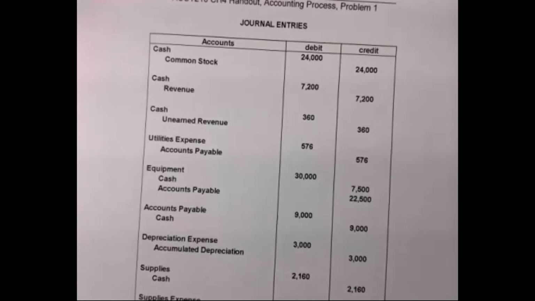The journal entries are what you do daily as you go through and put in all the transactions that happen. But eventually you have to make those into financial statements. And that's what we're going to do here. We're going to take the journal entries and make them into financial statements.